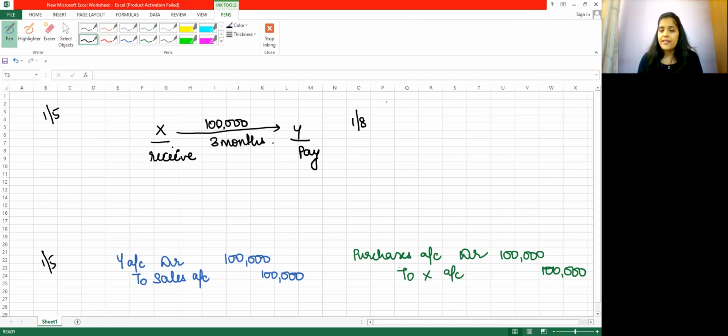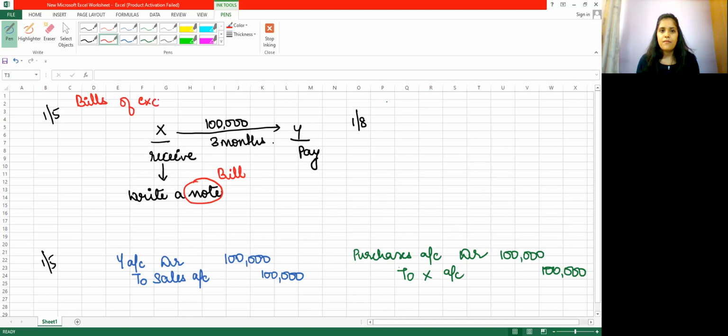Okay. So Mr. X, who has to receive money, he will write a note asking Mr. Y to pay 1 lakh rupees on 1st of August. He writes a note asking Mr. Y to pay 1 lakh rupees on 1st of August. This note is called as a bill, and the chapter that we are trying to understand is bills of exchange. Clear till here?